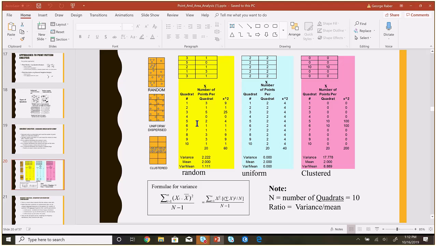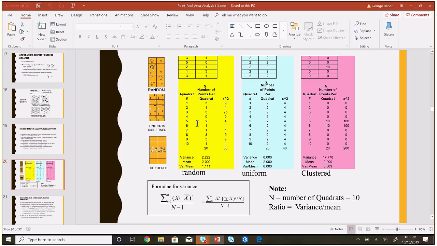Now the variance is taking each of these and subtracting them from the expected number of points per quadrant. So in this case, it'd be whatever the expected number is minus the observed number. That's what this is: the number per quadrant minus the expected number, squared, divided by the total, in this case n minus 1. Usually statistics use n minus 1.